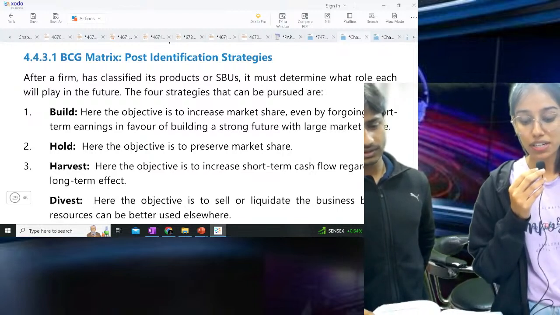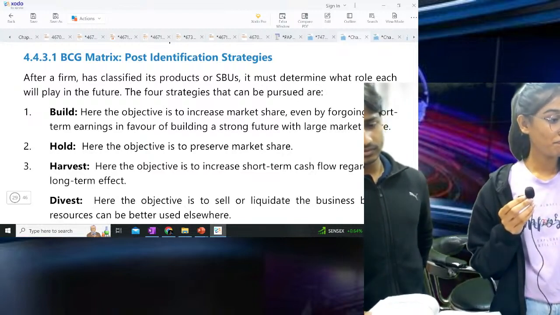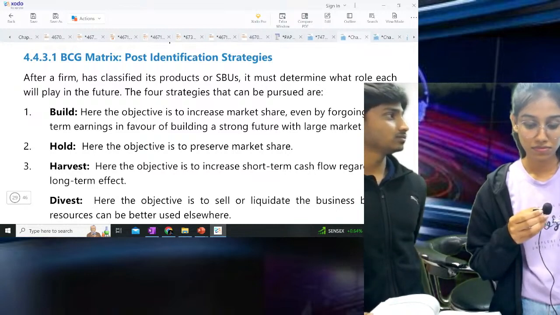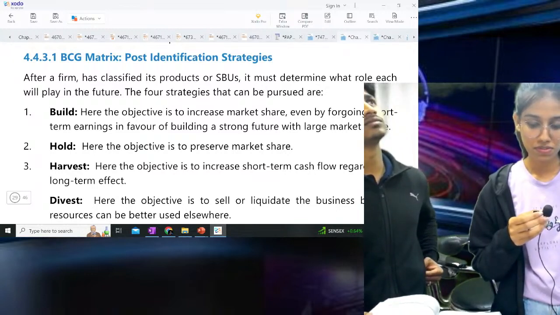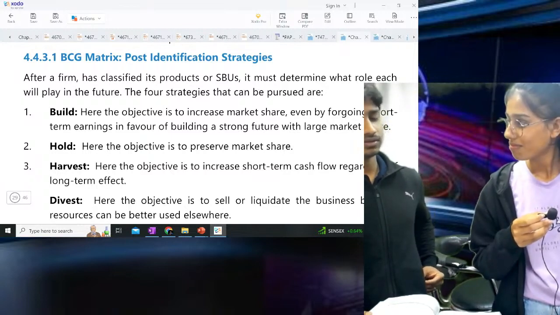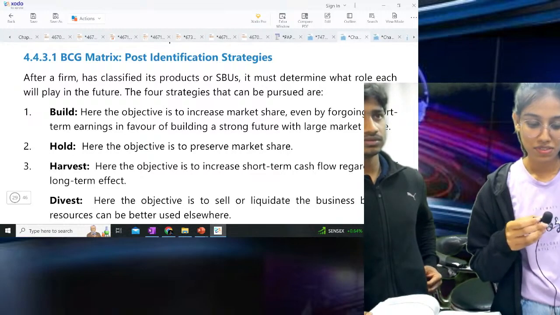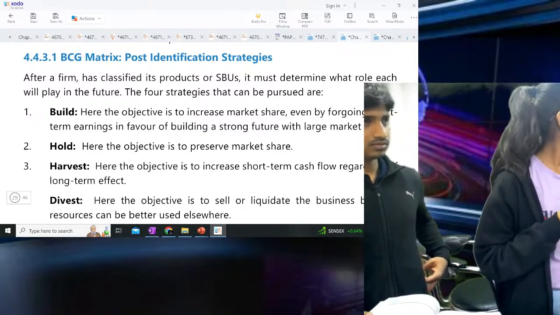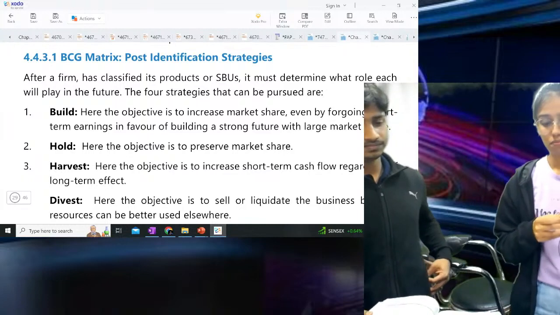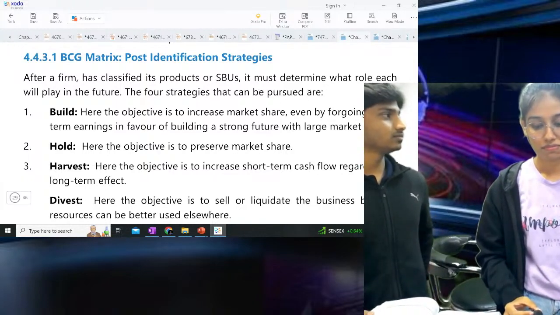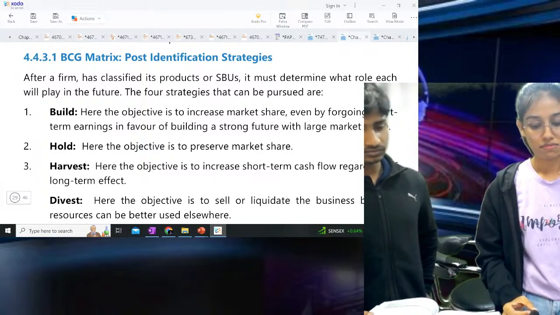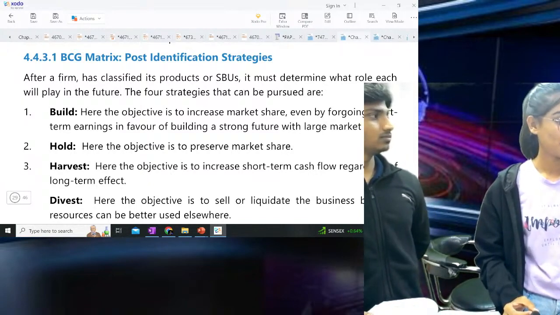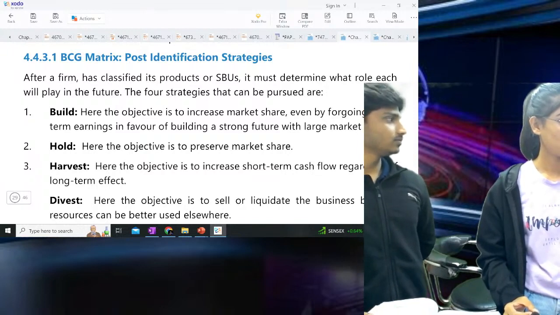Build: here the objective is to increase market share, even by foregoing short term earnings. I should keep on increasing share. Forget short term, it's all a game about the long term. Keep on investing money, because this business has to pay off. Short-term earnings are given up in favor of building a strong future with large market share. Tell me. Question mark, absolutely correct. If the owner of Netflix, Apple or Pepsodent is listening, BCG tells us: keep on increasing, put more money, and one day you can become a star. Moving on.